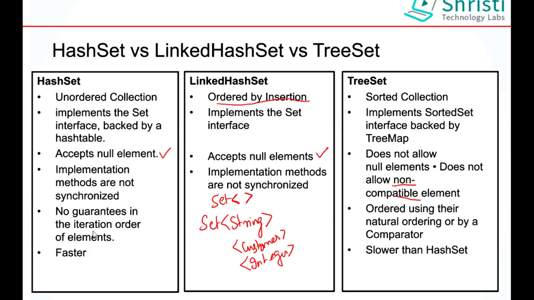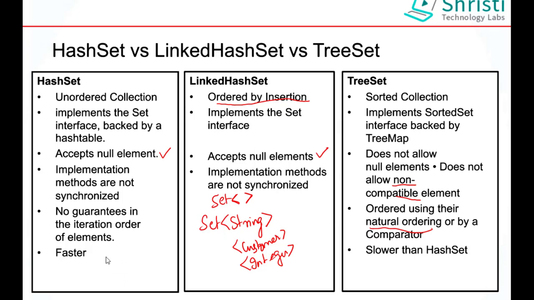In case of linked hash set, when you iterate the elements, the iteration order will be in the order in which you have inserted the objects. In case of tree set, the iteration order will be a sorted output. That is by natural ordering in alphabetical order or in numerical order, or by the custom order that you have given using a comparator or comparable.